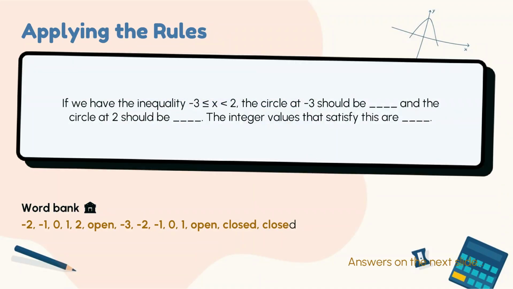Let's apply the rules. If we have the inequality negative 3 is less than or equal to x and x is less than 2, what should the circle at -3 be? What should the circle at 2 be? And what integer values satisfy the inequality? Use the word bank to help you complete the sentence. Pause the video and try it before checking the answer.